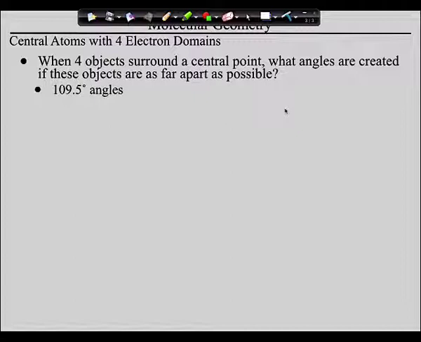So now let's call time out. For extra credit, prove it. For extra credit, prove that when you spread 4 points around a central point in 3-dimensional space, the angles that are created are 109.5 degrees. And guys, I've seen 4 different ways of doing this proof. You can do it using the law of cosines. You can do this using matrices. You can do this with a geometric proof. And you can actually do it with trig without using the law of cosines. You can use tangent, but it's a little more cumbersome.